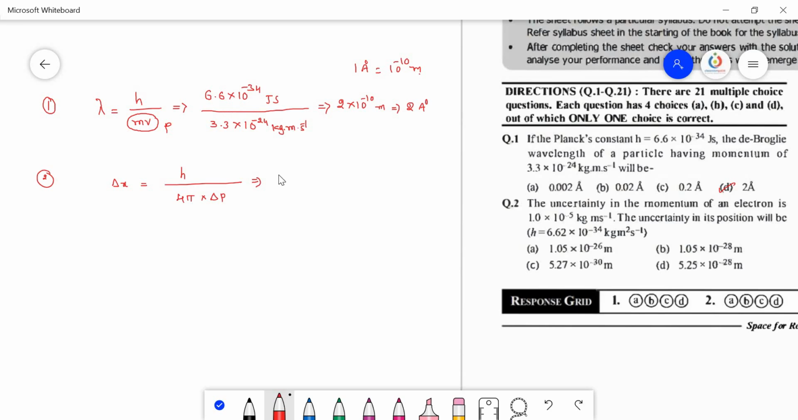So let's substitute the remaining information given in the question. h value is given as 6.63 into 10 power minus 34 joule seconds, and this is 4 pi, pi value is 3.14, and delta p, uncertainty in momentum, is given as 10 power minus 5. So by solving this, we shall get 5.27 into 10 power minus 30 meters. So option C is correct.